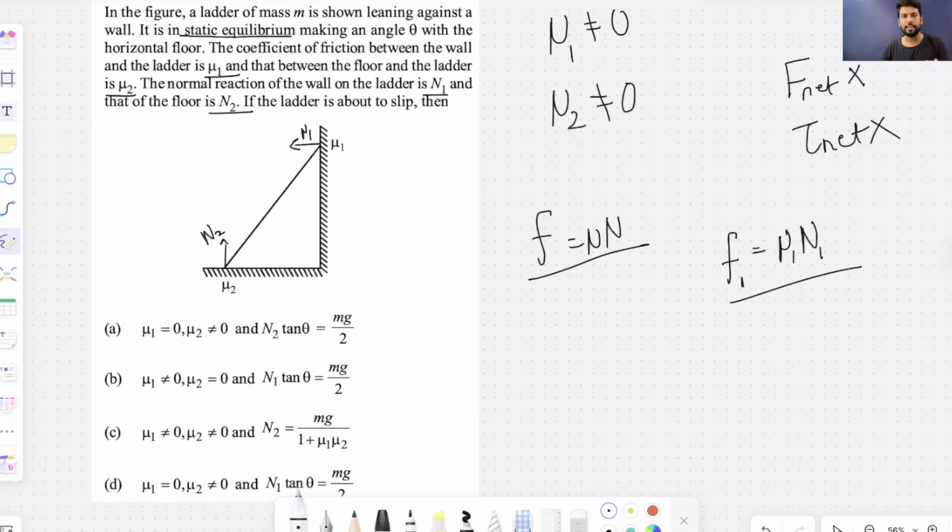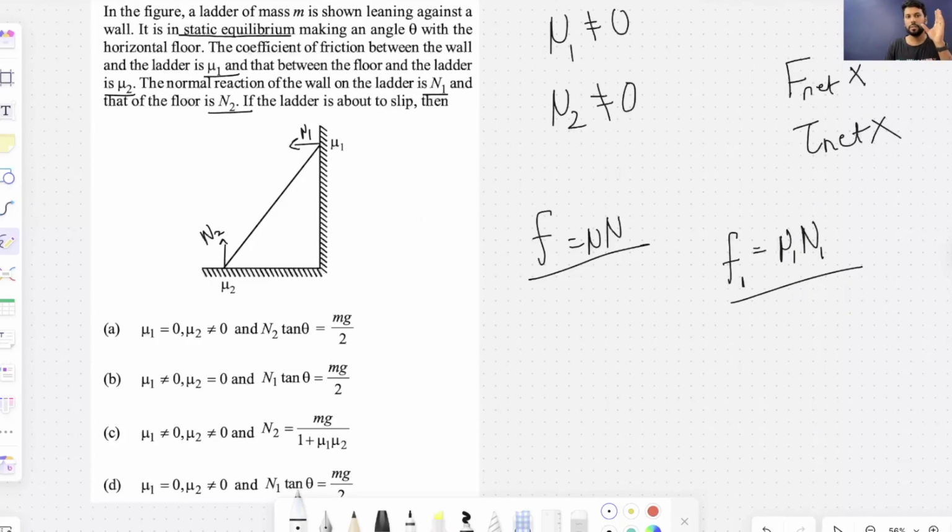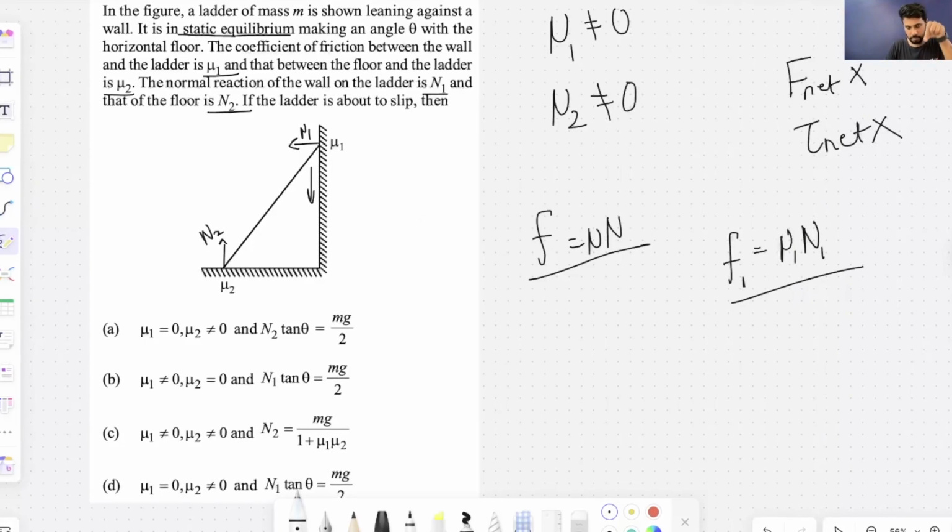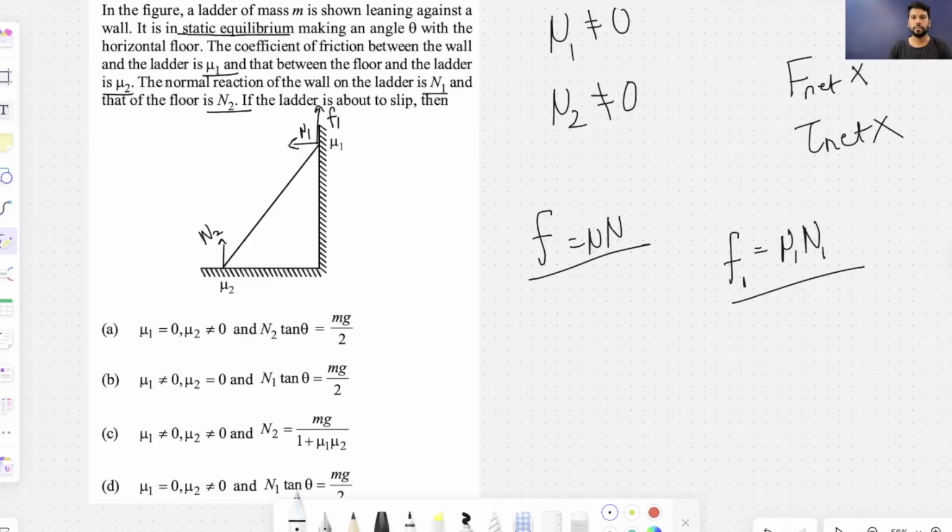I would not say mechanical; the mechanics of this problem will not be solved that way. So I know that if the ladder is about to slip, it is going to go down, it's going to fall down, right? So the friction should always be opposite to the movement. So my friction F1 is in this direction. I got my direction of F1.